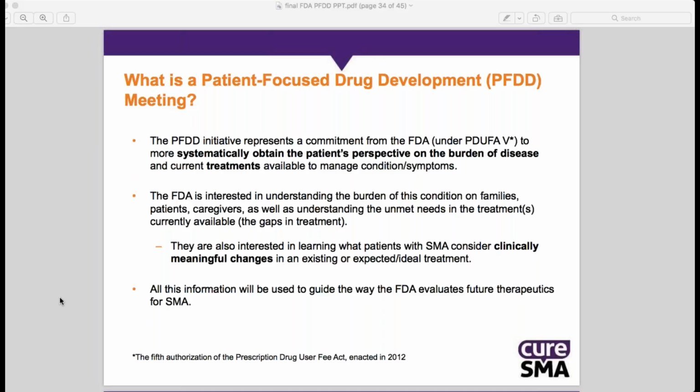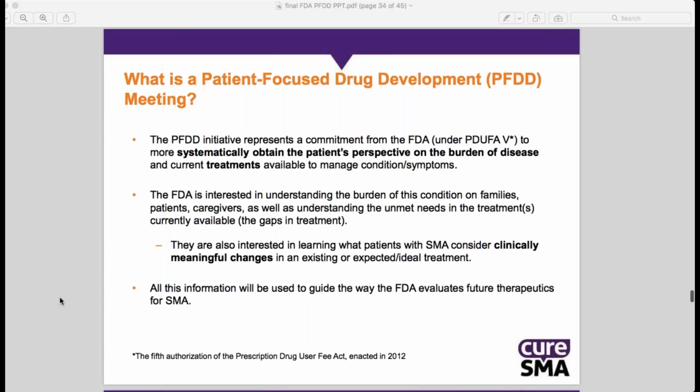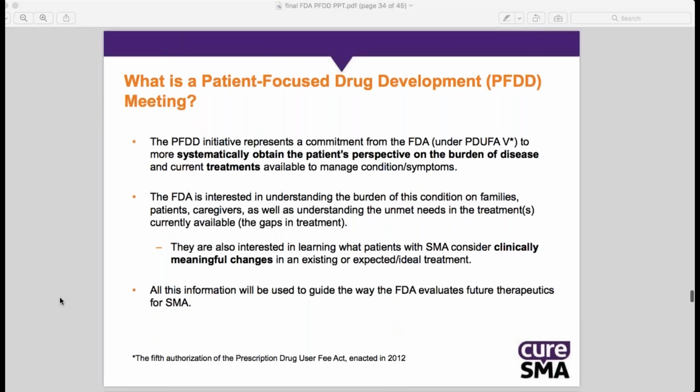However, as we'll discuss, these meetings are being modeled after the FDA meetings and are seeking the same things as the FDA meetings. So even though this is one of the very first externally led PFDD meetings, we have a lot of experience from all of FDA's 20-plus meetings to build on.